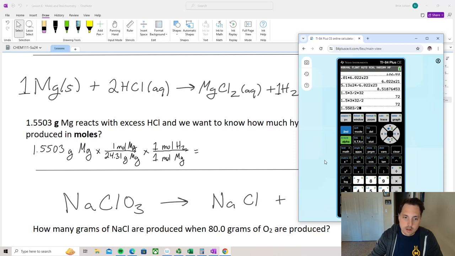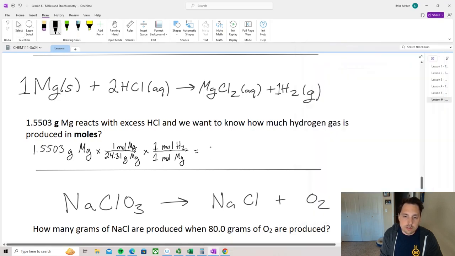All right, so 1.5503 divided by 24.31. We don't need to worry about the ones here. That gives us 0.06377. We have 5 sig figs in our starting value, but we only have 4 sig figs in our molar mass. So I would only use 4 sig figs here, 0.06377.